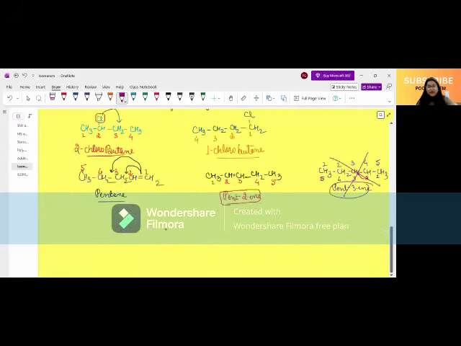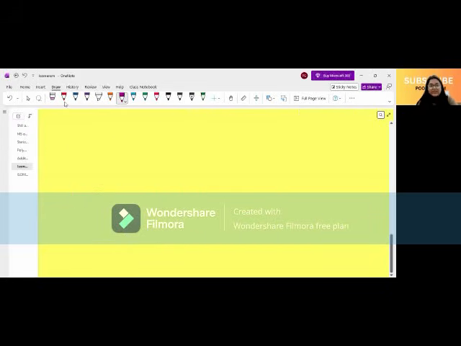Moving to the next one, which is the functional group isomerism. Now, what does the word say? Functional group. How will a functional group change? Position is changing, chain is changing, doable. Functional group is itself changing. How is that possible? So that is possible.